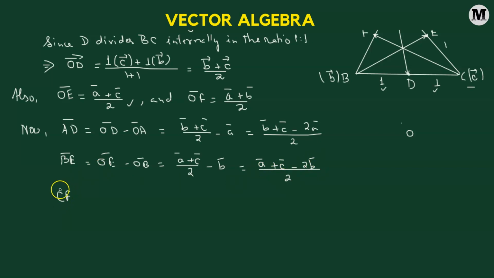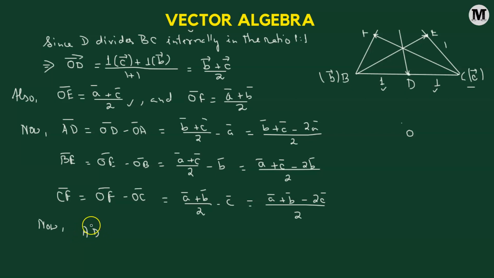And then we have the vector CF. So CF vector will be OF vector minus OC vector. The OF vector is A vector plus B vector, all divided by 2, minus the vector C. That gives us A vector plus B vector minus 2C vector, whole divided by 2. So now we are going to add all the three vectors, AD vector plus BE vector plus CF vector. When we sum it up, we will find that this sums up to the zero vector. And this successfully proves our problem.